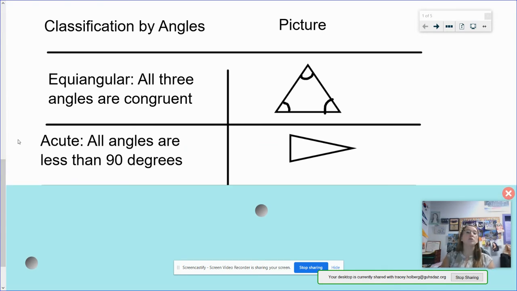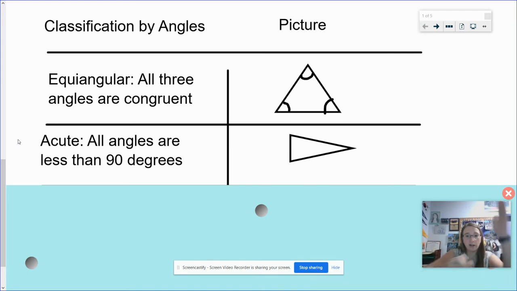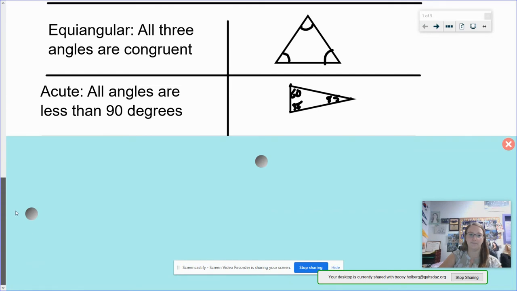Then we can also have an acute triangle where all angles are less than 90 degrees. So a picture like this, remember 90 degrees is here. If we look at all 3 of these angles, they're all less than a full corner, right? So this would be a possible acute triangle, something like maybe, let's see if I can do this as an example here, 60 and then 35 and then 85. That is an acute triangle, 60, 35, 85, because all are less than 90.